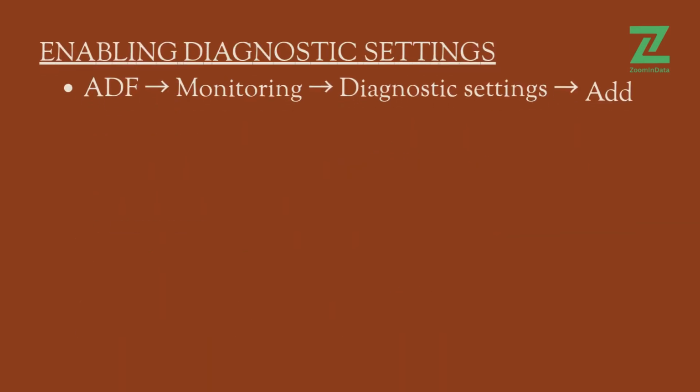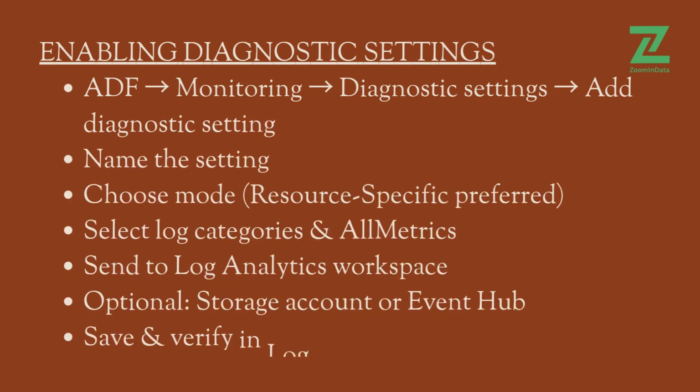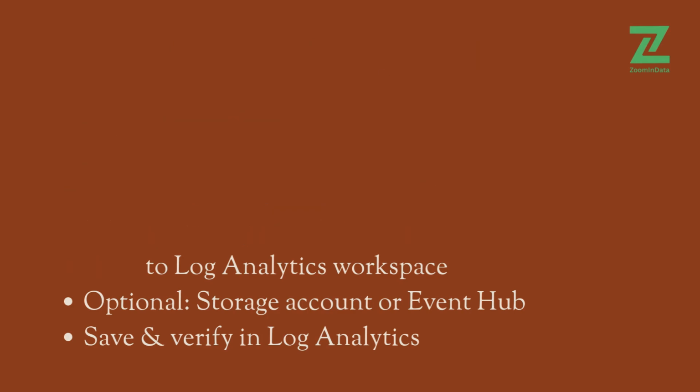Enabling diagnostic settings is simple. In your data factory, go to the Monitoring section, select Diagnostic Settings, and click Add Diagnostic Setting. Give it a clear name. Choose Resource-Specific mode for better organization. Select the log categories you need along with all metrics, and direct the data to a Log Analytics workspace. You can also optionally send to a storage account or Event Hub. After saving, verify the data starts appearing in Log Analytics by running a quick query.